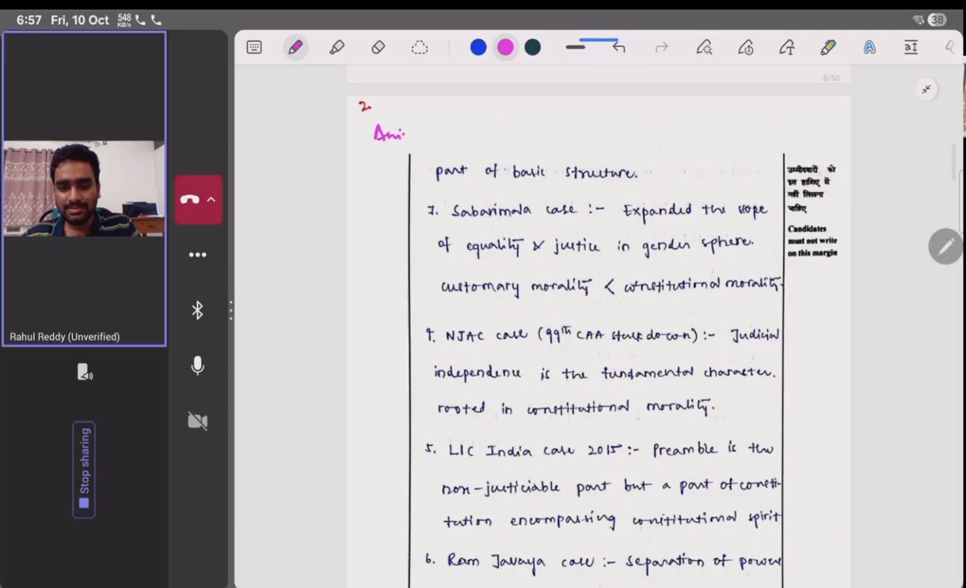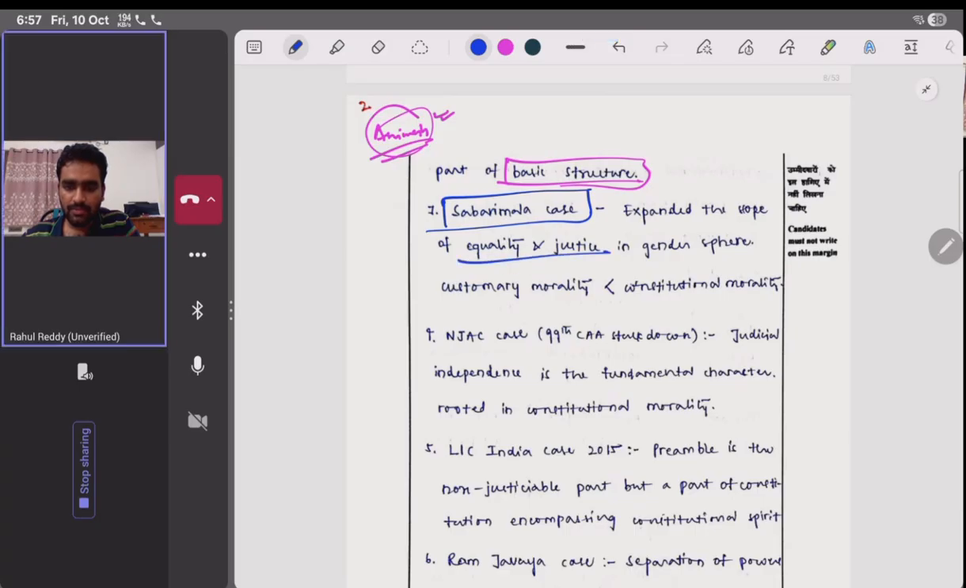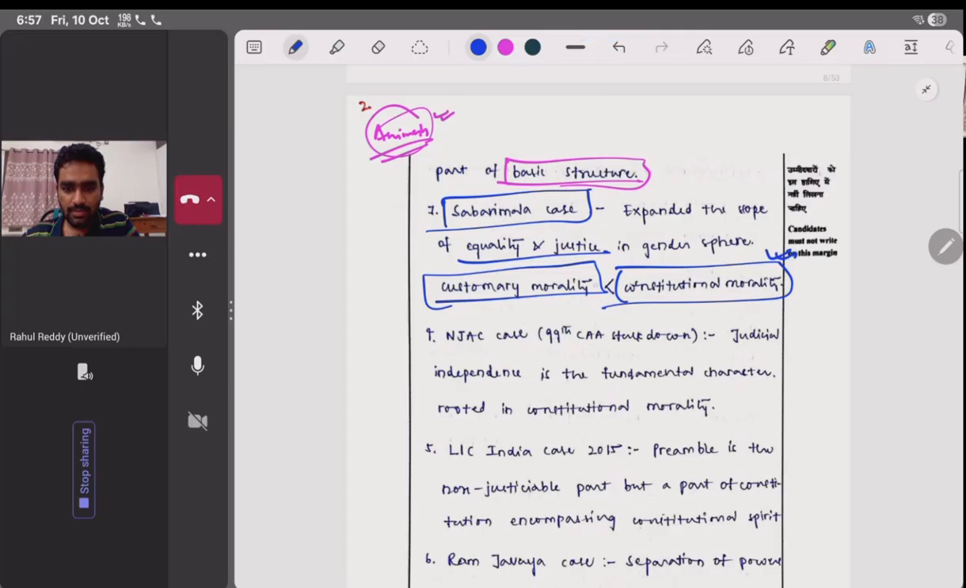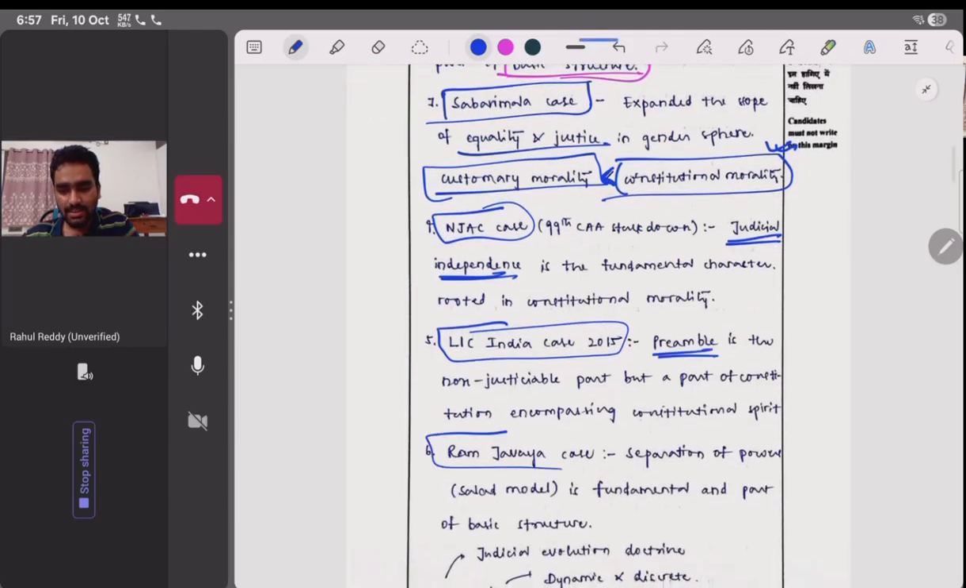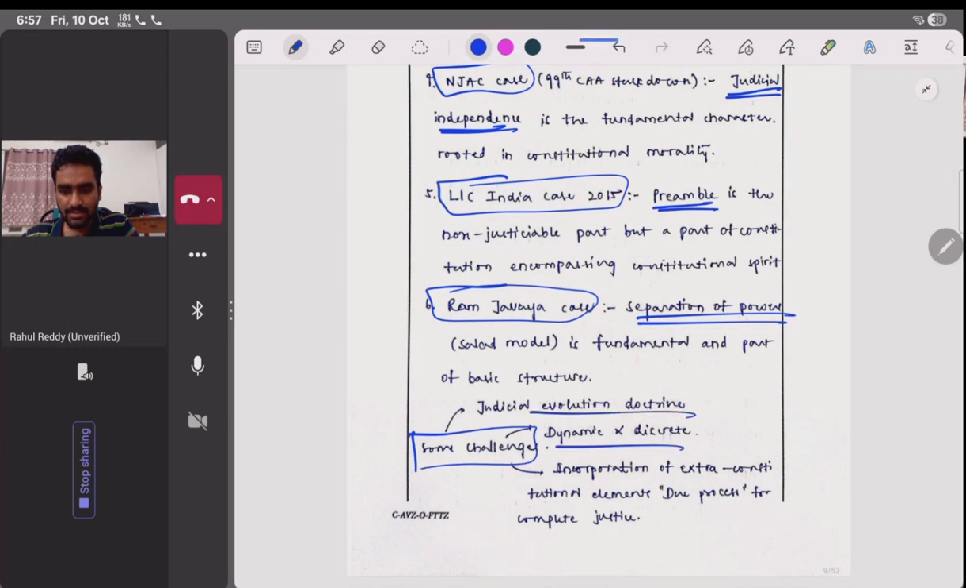If you look at it, if Animesh has written this answer, what will he do? First of all, the basic structure, he would have boxed it. Then Sabarimala, equality versus justice. Then constitutional morality is overpowering customary morality. And NJAC case, fund, judicial independence, double underline, LIC case. Then the preamble is non-justiciable. Ram Jawaya case, separation of powers. Ultimately, some challenges like this.